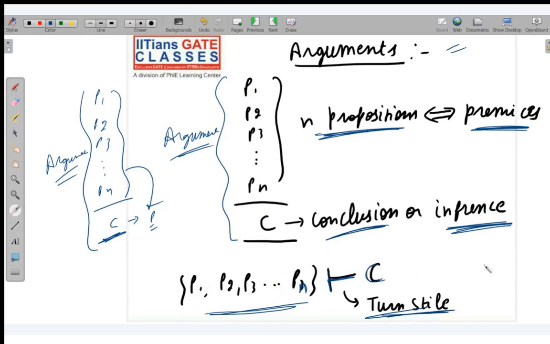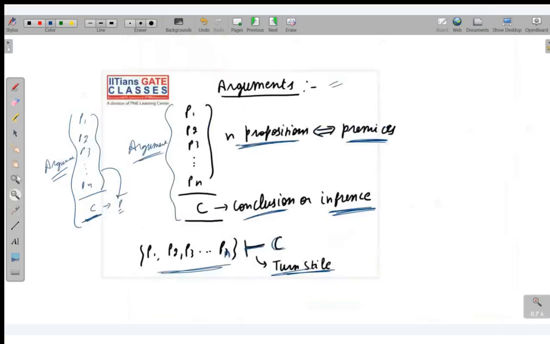Let me show you some example. You will get more clarity. Like this, you will not be able to follow because this is a theoretical thing. Let me show you something. I'm jumping to the next slide now.